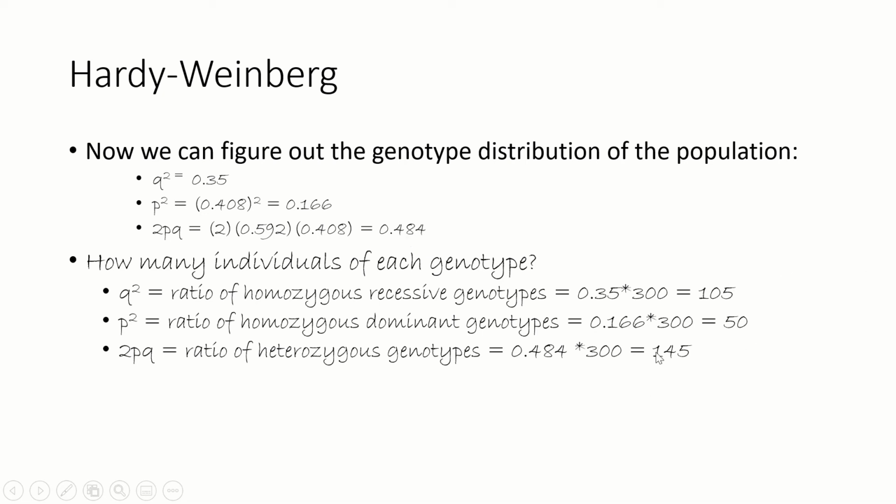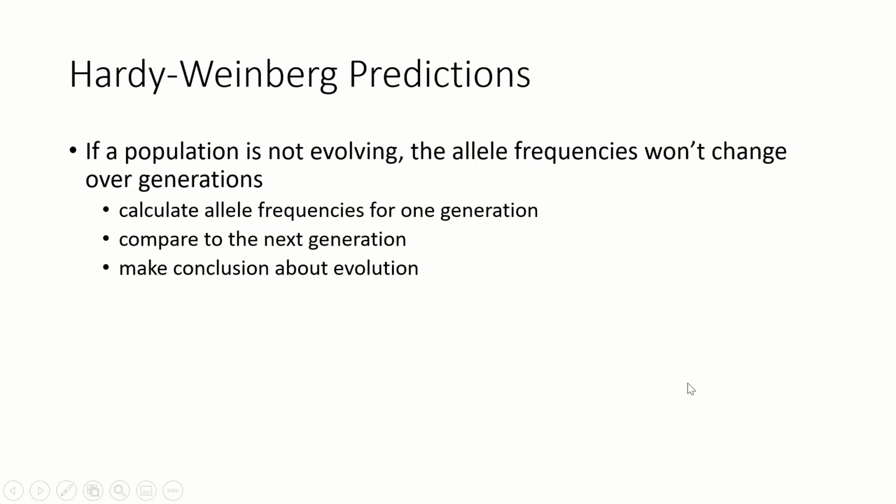So even though by looking at the phenotypes of the population, we can't tell which individuals are homozygous dominant and which are heterozygous because of the way that gene expression works, we can do math and figure out what those proportions are probably going to be. Cool, right?